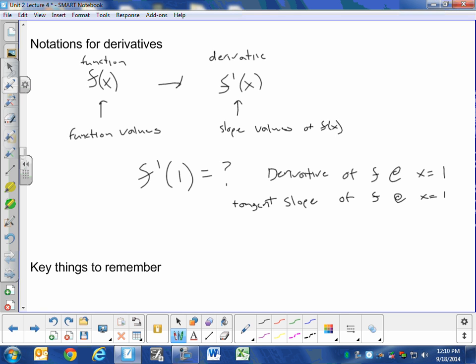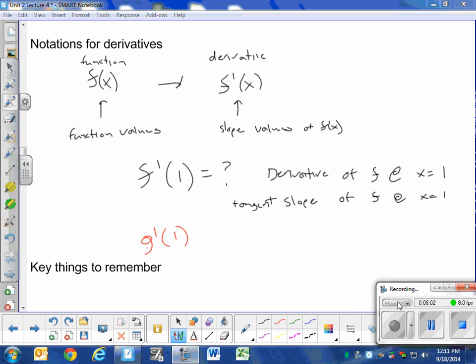Okay? So you had some questions that asked you, what is g prime of 1? And you're like, I don't know. It was just asking you, what's the slope of your tangent line to your function g at 1? Okay? So let's pause here. Let's go to our homework.